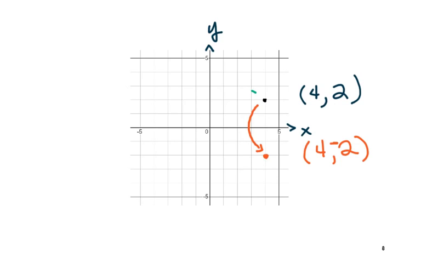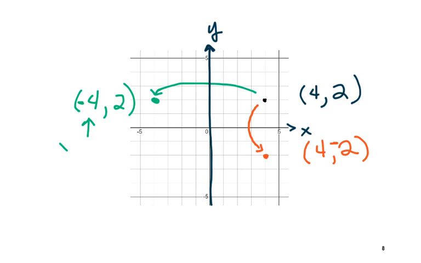And let's say we want to reflect this point across the y-axis. Well, we're going to end up right here, right? That's a reflection across this y-axis right here. It's a mirror image. And so that point right there is going to become 4, 2 also, but it's going to be negative 4. So our x value turns negative when we flip across the y-axis, and our y value turns negative when we reflect across the x-axis. So that's kind of what we're after here.